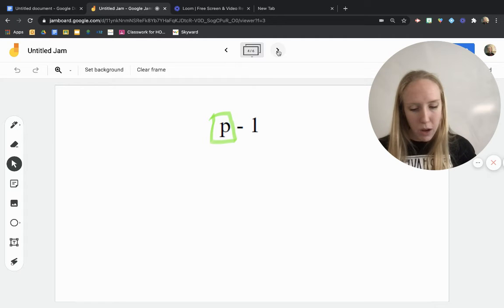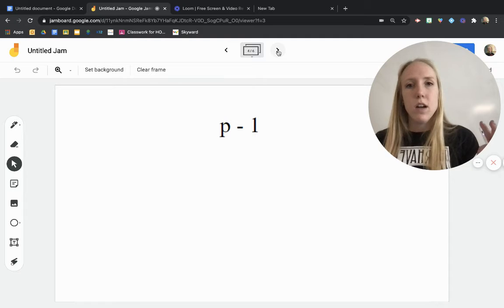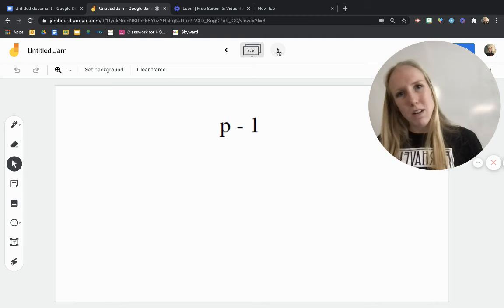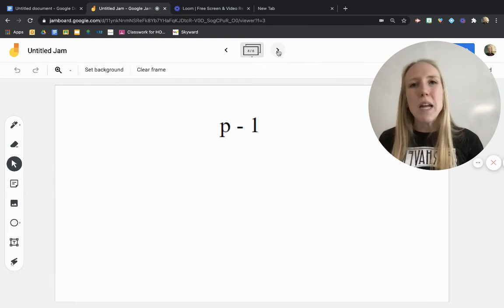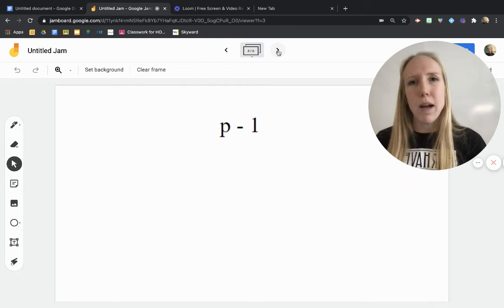So I'm going to look and go, okay, what's with p? I see that it says p minus 1. So I want to get rid of the minus 1. I want to get rid of whatever's being subtracted or added or multiplied or divided. In this case, it is minus 1.